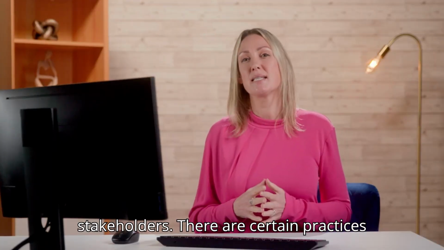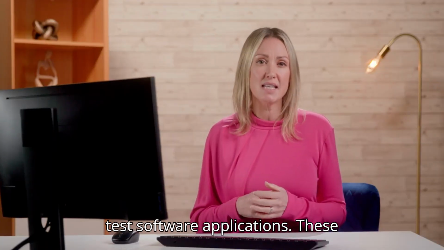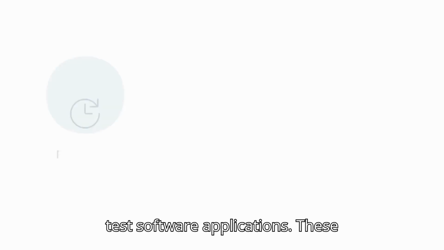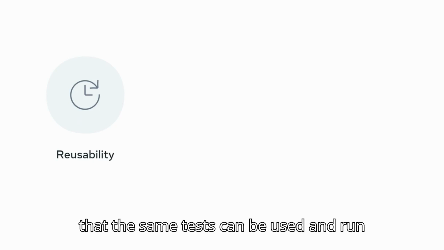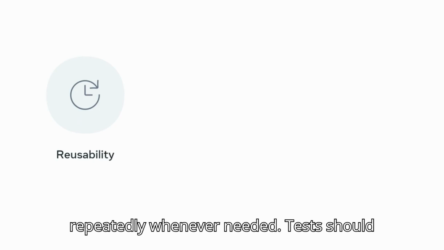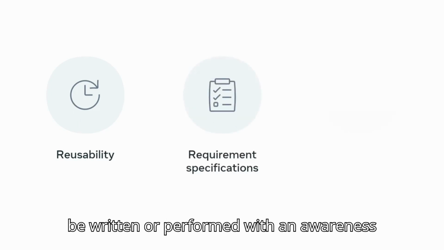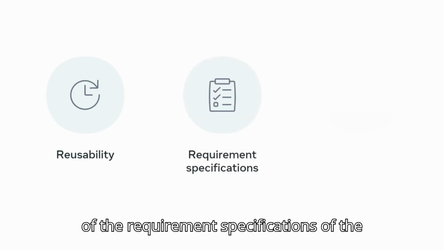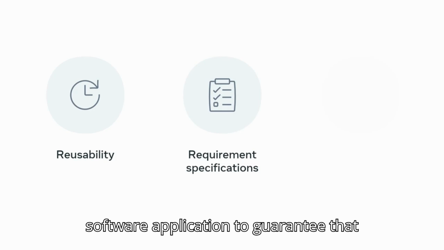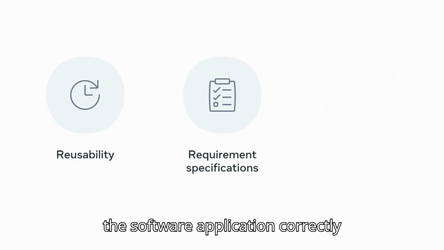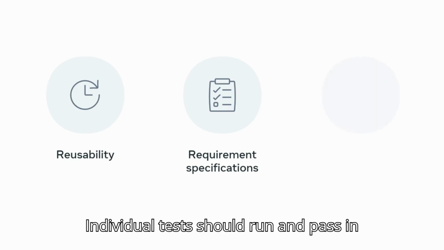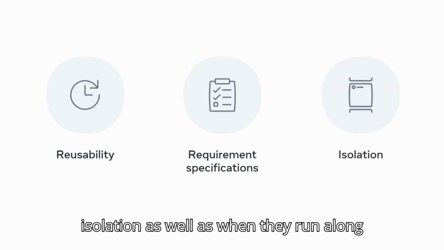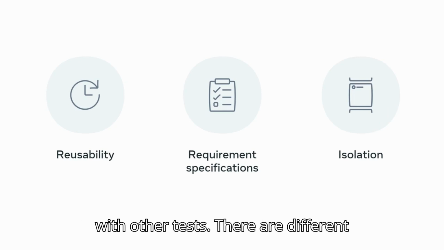There are certain practices that should be followed to effectively test software applications. These include the code being tested should allow for the reusability of tests so that the same tests can be used and run repeatedly whenever needed. Tests should be written or performed with an awareness of the requirement specifications of the software application to guarantee that the software application correctly implements its functionality as desired. Individual tests should run and pass in isolation as well as when they run along with other tests.